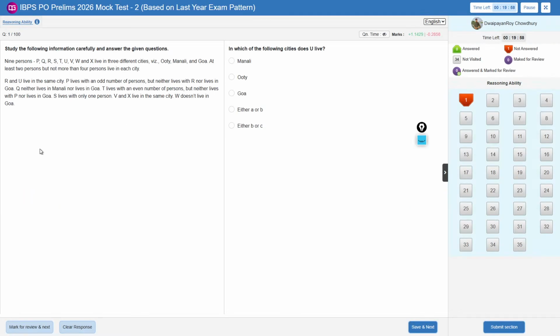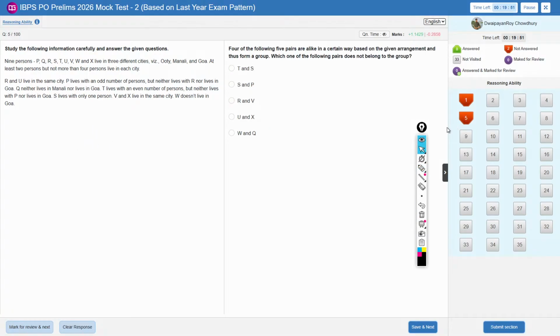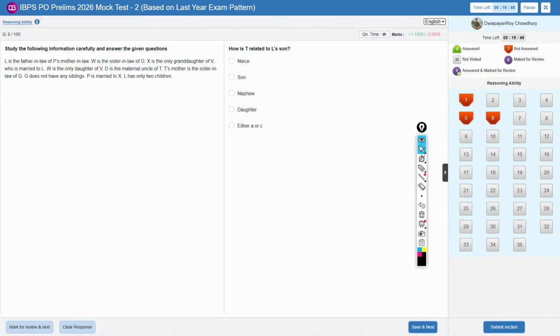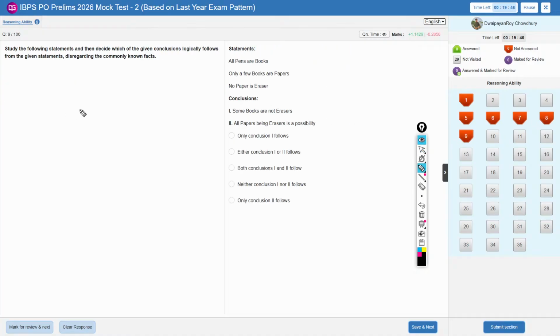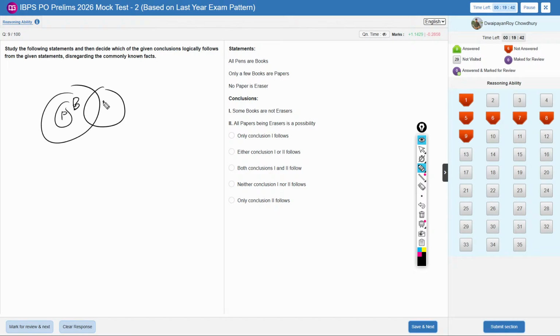Okay, so 9%, three different cities. Okay, selection based, blood relation, three syllogism. All pen, book, only a few book, paper, no paper, eraser. Some books are not eraser. All papers being eraser is a possibility. Paper being eraser, no. So only one.